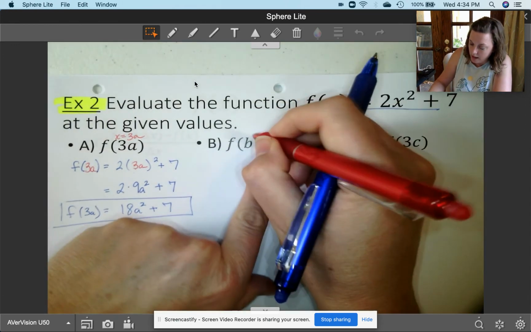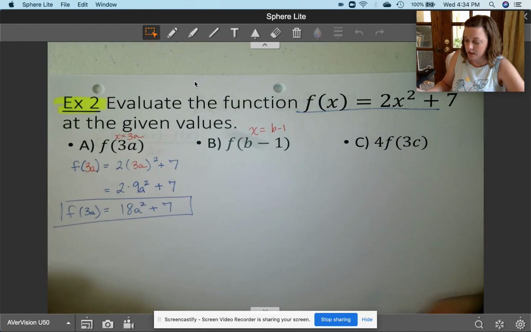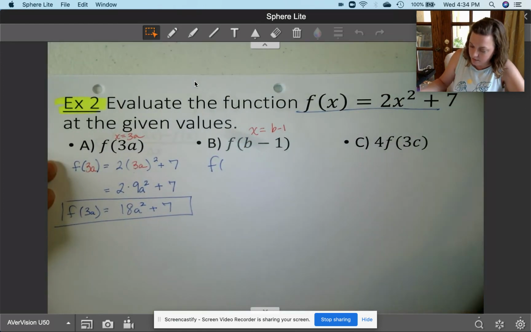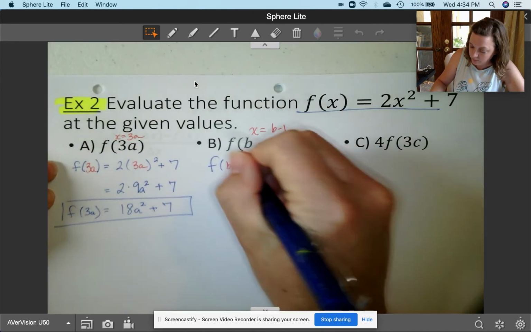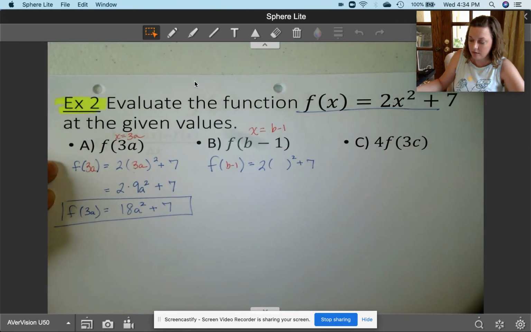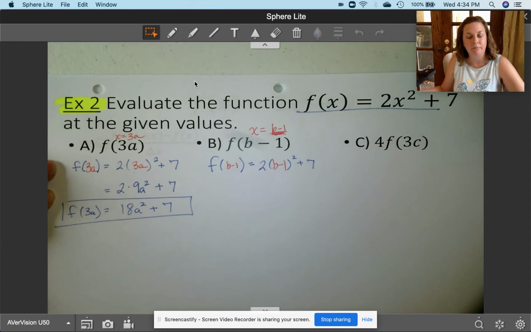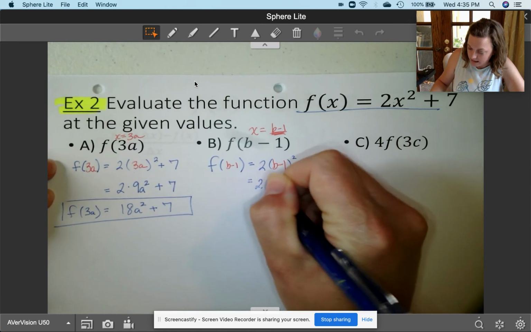Here, our x value in this case is b minus 1. Everywhere we see an x, we're going to plug in b minus 1. So we want to do f of b minus 1. So I'm going to go back to my equation, and anywhere there's an x, I'm just going to leave a blank space. Instead of x, we're plugging in b minus 1. Now this is really, really tricky. What is b minus 1 quantity squared? How many of you said b squared minus 1? That would be incorrect. When in doubt, write it out, ladies and gentlemen.